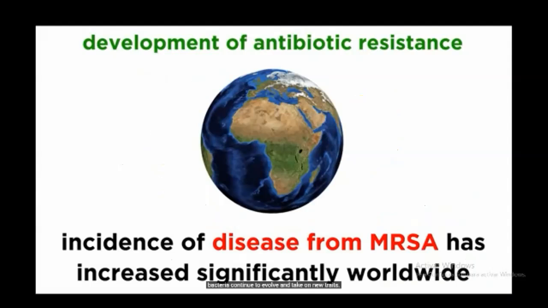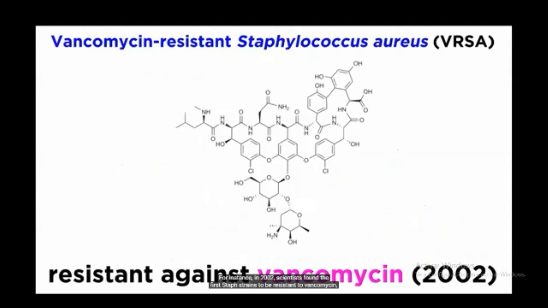For instance, in 2002, scientists found the first staph strains to be resistant to vancomycin, which is one of the few last resort treatments against MRSA. Vancomycin-resistant staph strains, or VRSA, are rare for the time being, but health officials fear incidence of these strains will rise.